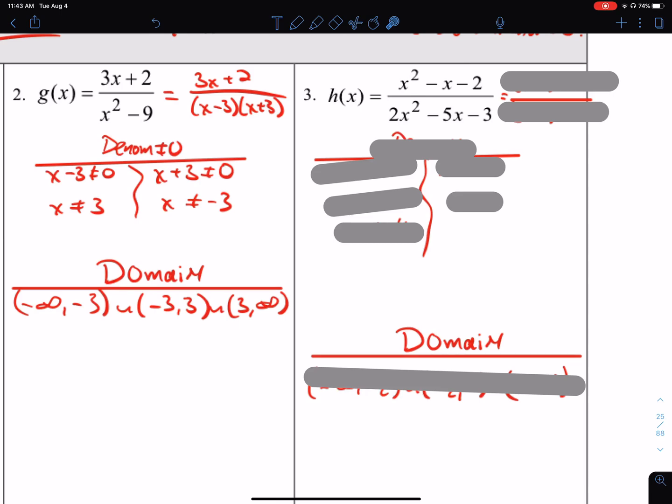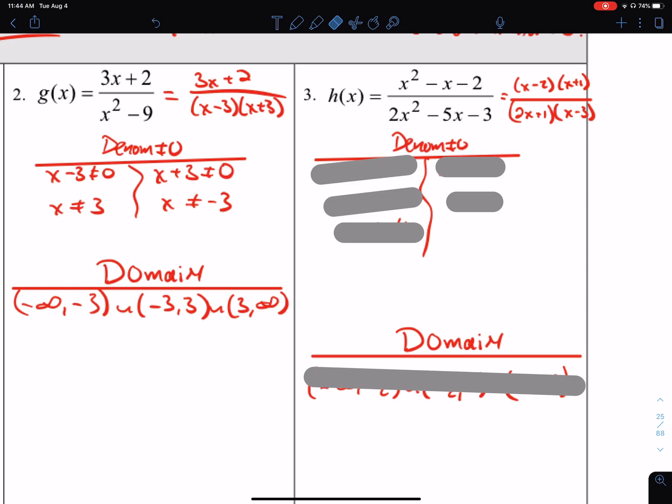This next problem isn't factored once again. The top factors into an x minus 2 and an x plus 1, which is not really important right now, factoring the numerator. The denominator factors into a 2x plus 1 and an x minus 3. If you don't remember how to factor, there are some places on my website that remind you how to factor. If you need help finding those places, let me know and I will help you with that.